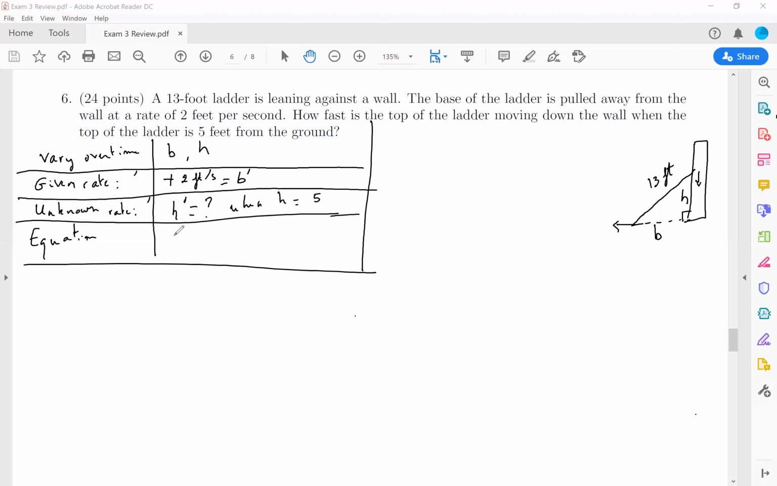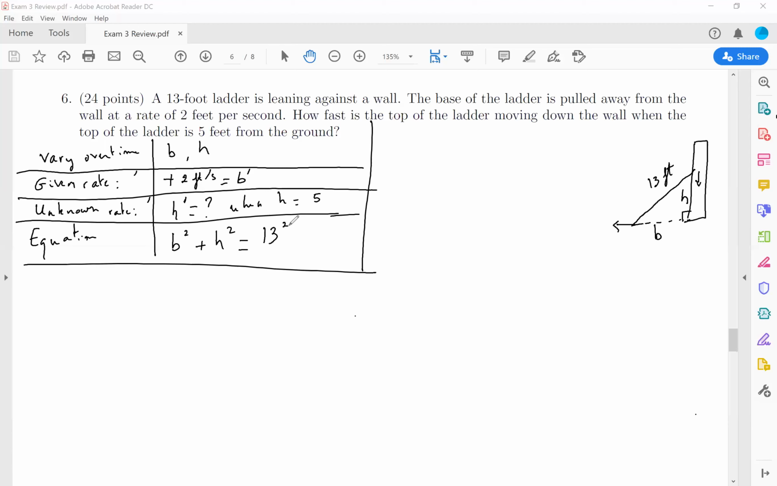So we have B squared plus H squared equals, and now here the hypotenuse is the length of the ladder, which is not changing, so it equals 13 squared. So that is our equation. And so after that, once you do that, this is the hard part. It's always the same type of steps we have to do.